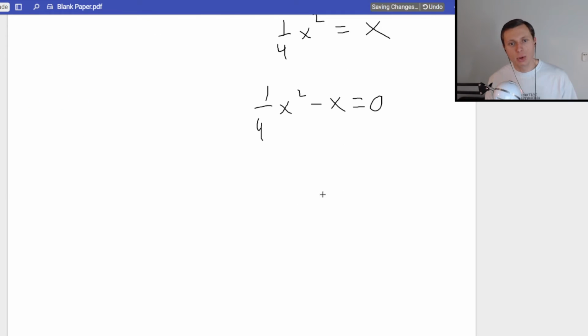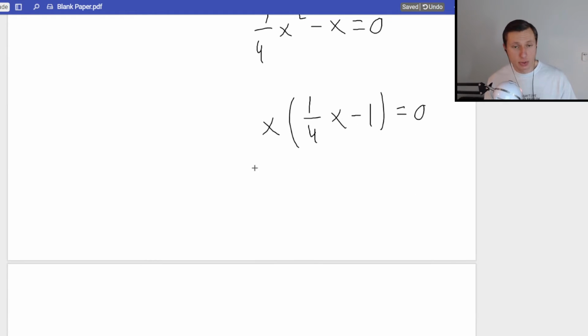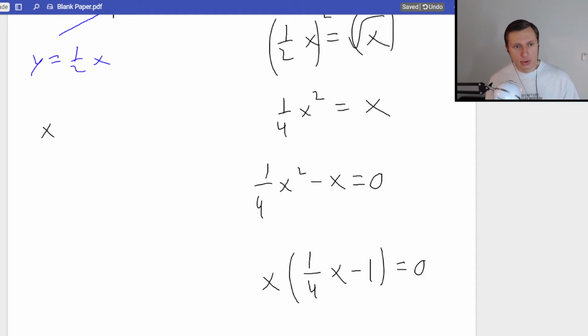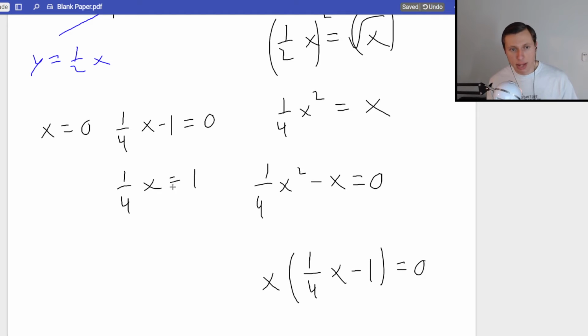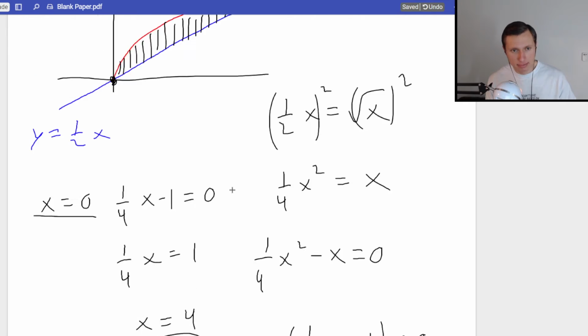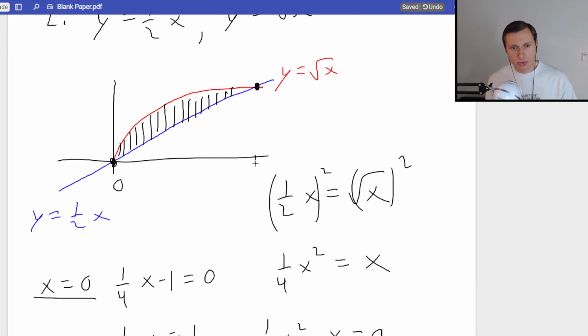And again, what did we do last time? We factored out an x. We'll get x times 1/4 x minus 1 equals 0. Now we just need to set both of these individually equal to 0. So x equals 0 is one solution. 1/4 x minus 1 equals 0 is the other solution. So we need to solve this. 1/4 x equals positive 1. Multiply both sides by 4. You get x equals 4. So we have our two intersection points, x equals 0 and x equals 4. Any questions how I got that? Notice these problems are very fun. X equals 0 and x equals 4.